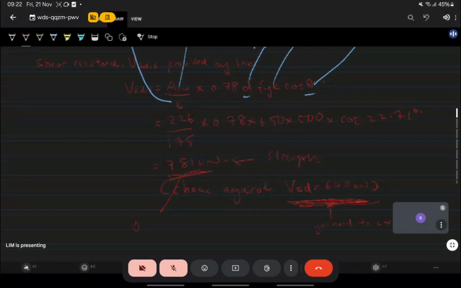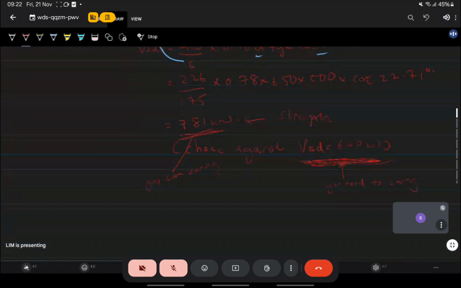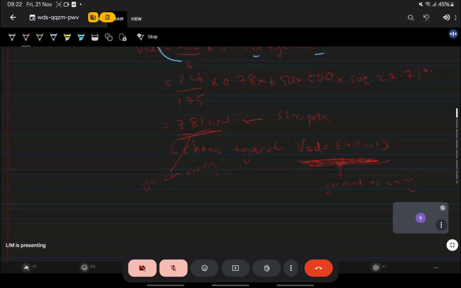This is what you can carry. VED is what you need to carry. VRDS is what you can carry. So you need to carry 640 and you are strong enough to carry 781. Can you carry the 640 or not? Yes, you can carry the thing. Means the beam works.